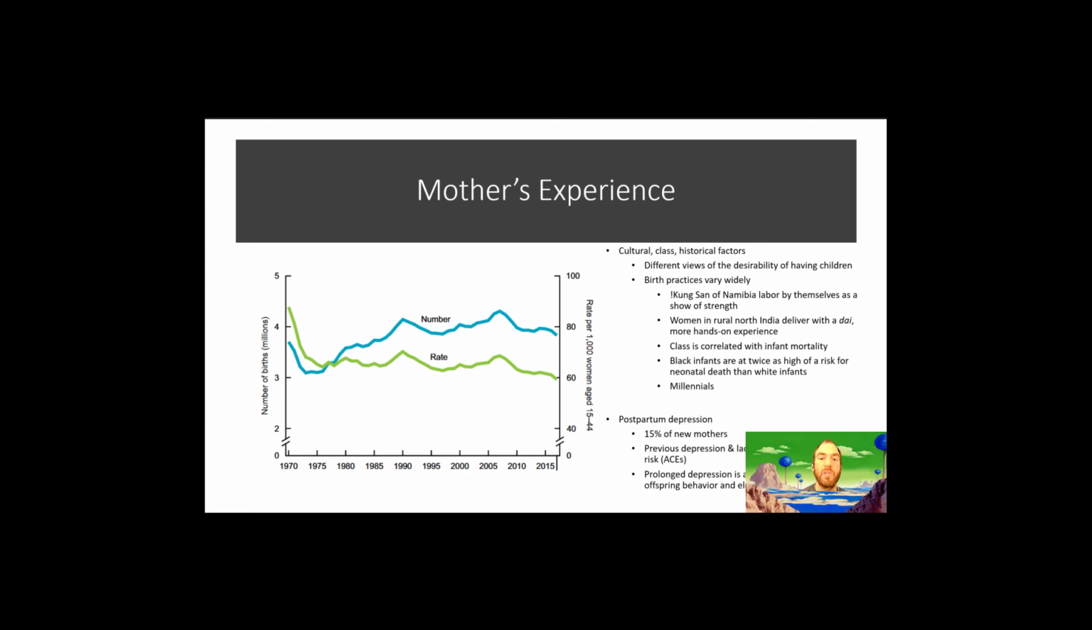Class is also correlated with infant mortality. The poorer you are, the more likely you are to have neonatal death. Black infants are at twice the risk for neonatal deaths than white women's infants. And postpartum depression, we're going to look at that. 15% of new mothers are affected; previous depression and lack of social support increase risk. Prolonged depression is associated with hyper offspring behavior and elevated cortisol levels.